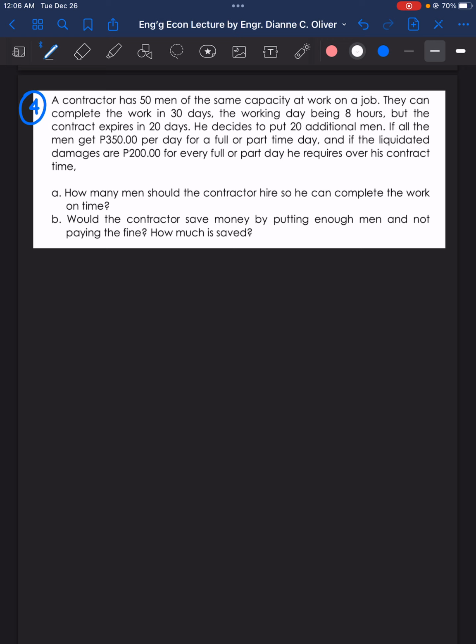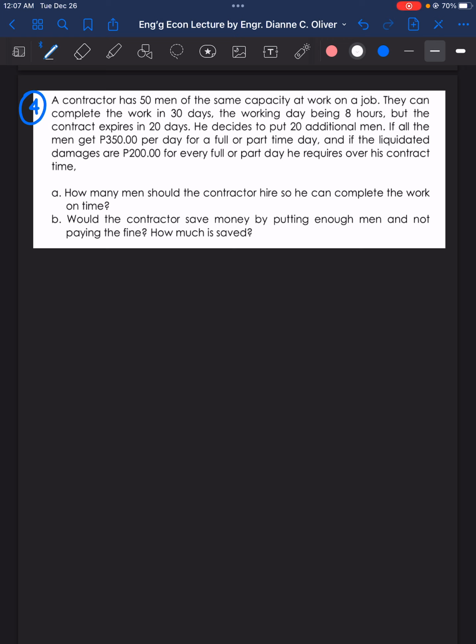Now this one is a tricky question, and let's see how we will solve this. The first part asks how many men the contractor should hire so he can complete the work on time. So the question pertains to the total workload, the total labor or the payroll that the contractor will pay. It's not asking for the additional men, rather the question is asking for the total hired men, so that the work can be completed on time. So how do we solve that?